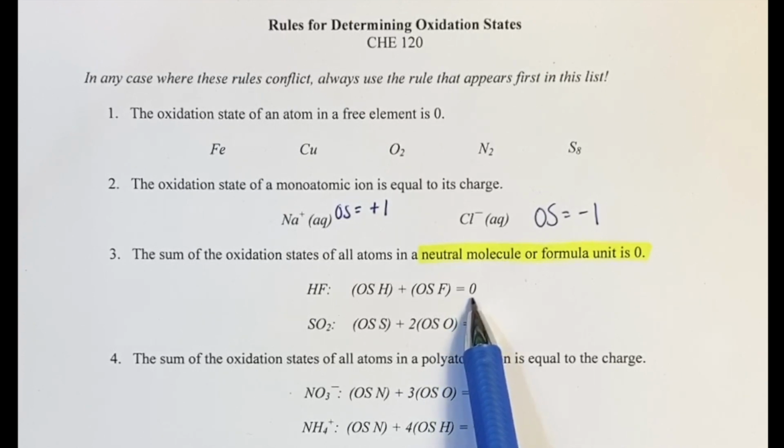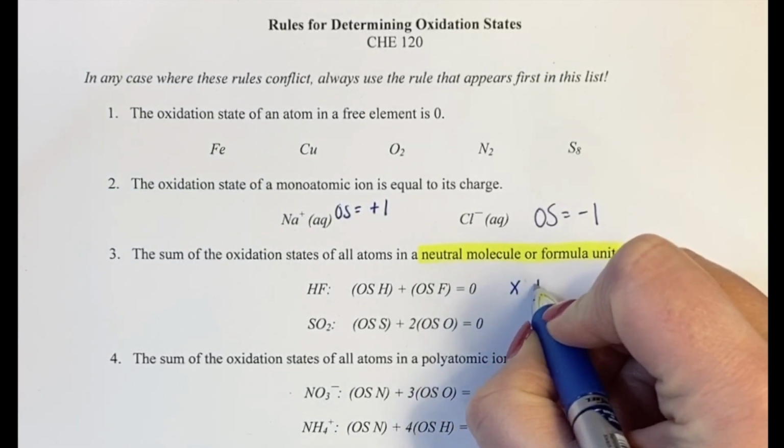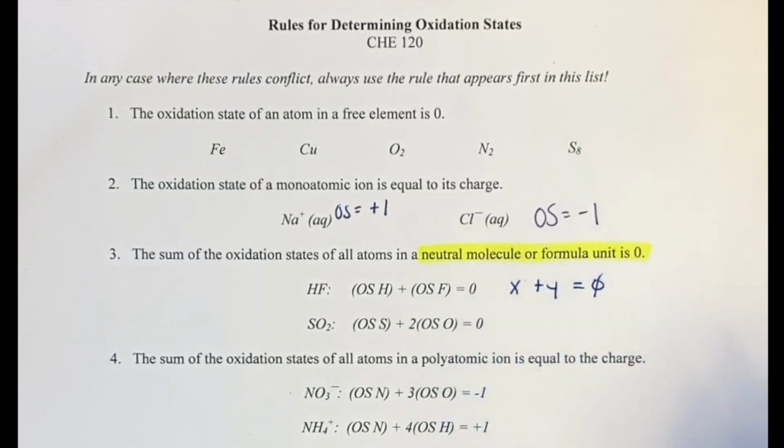We don't yet know the oxidation state of the hydrogen or the fluorine, and our rules that follow will allow us to make that determination. So at this point, it's as though we have an equation that is x plus y equals 0. As we go through the rest of the rules, we're going to be looking to determine what x or y is from those rules.